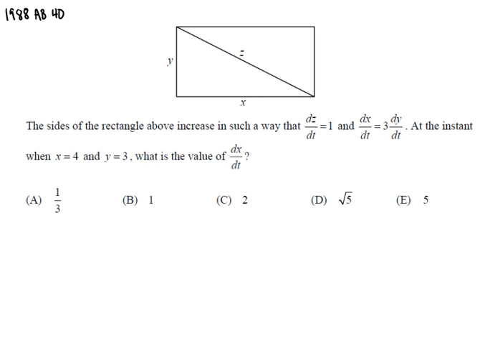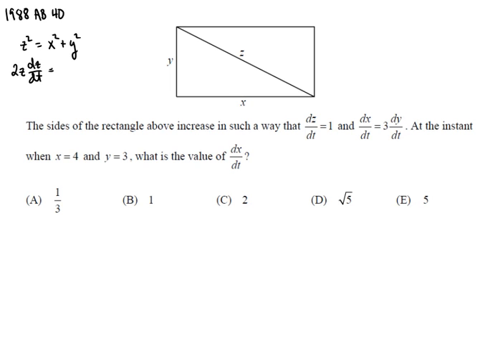With the diagonal, we can clearly see that we're using some kind of Pythagorean formula for this. So that will give us the formula to relate the different rates together. And so there we'll start with z squared equals x squared plus y squared. Differentiate both sides with respect to time.